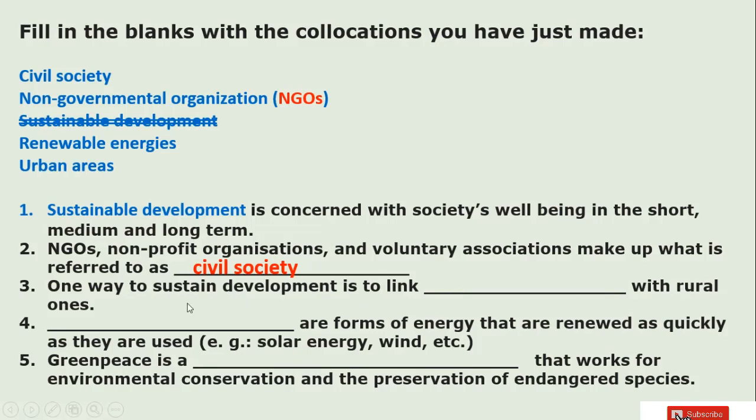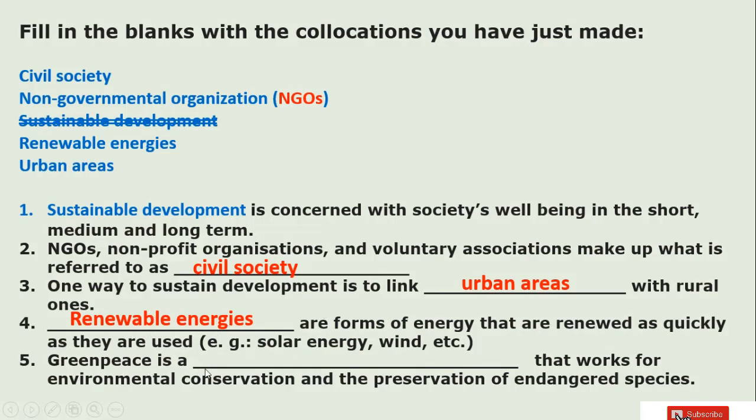One way to sustain development is to link what? With rural ones, to link with rural القروي للبداوي, to link urban areas with the rural ones. Ones means areas, مناطق حضرية بالمناطق القروية. Are forms of energy that are renewed متجدد as quickly as they are used, solar energy, wind, etc. So here renewable energies, الطاقات المتجددة.